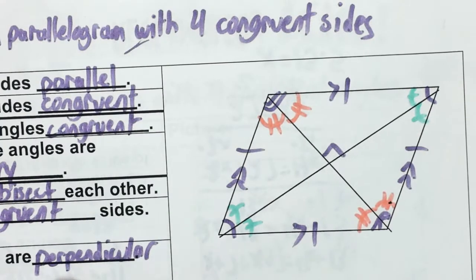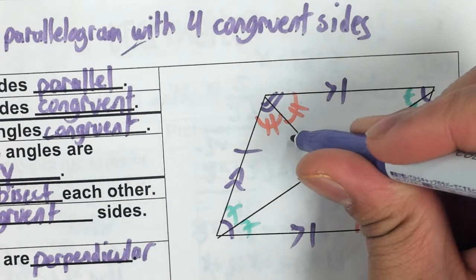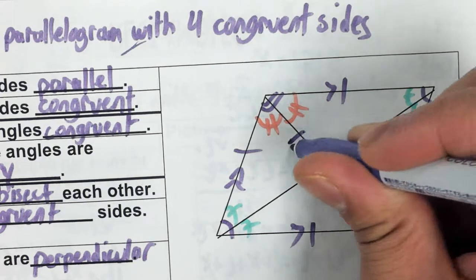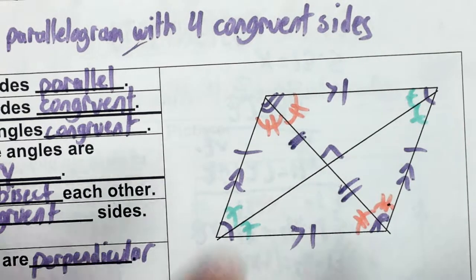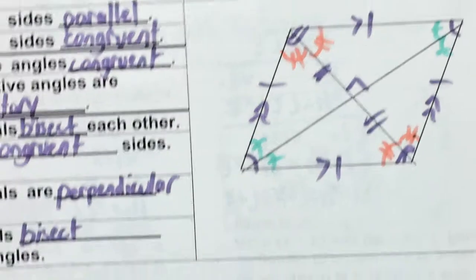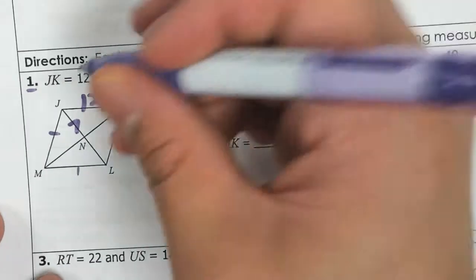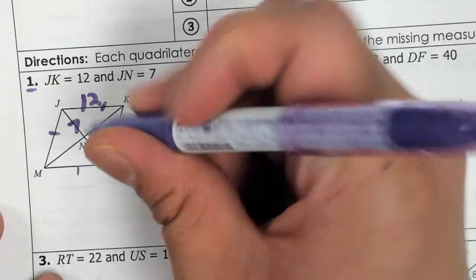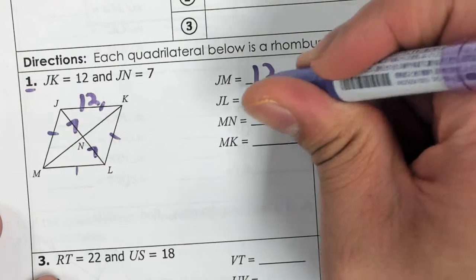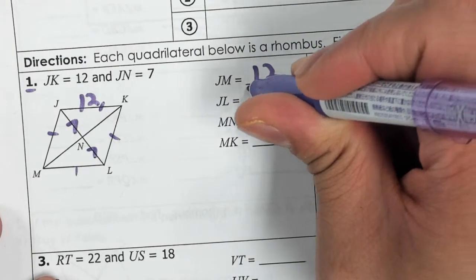In a rhombus, this diagonal is congruent with that diagonal. This comes from parallelogram. Which means if this is 7, down here is also 7. JL is 7 plus 7, 14.